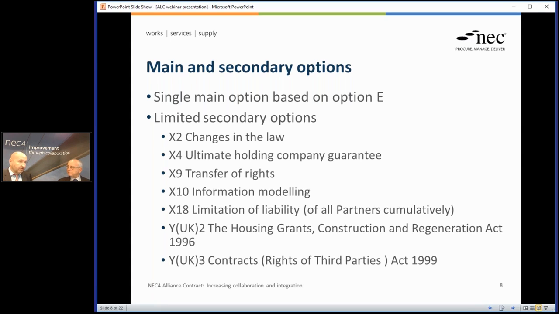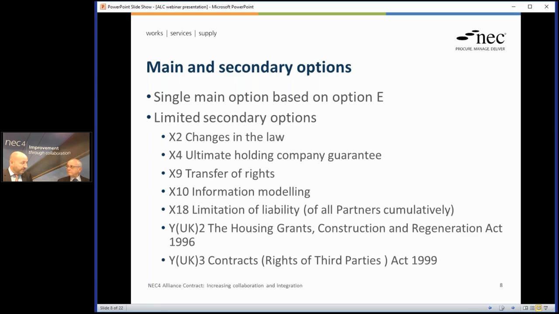We've got X2 changing the law, ultimate holding company guarantee, X9 transfer of rights, X10 information modelling, which we've left as a secondary option because even though we think it will be very common, there will be those situations where a client doesn't want to use it or maybe wants their own specific version.